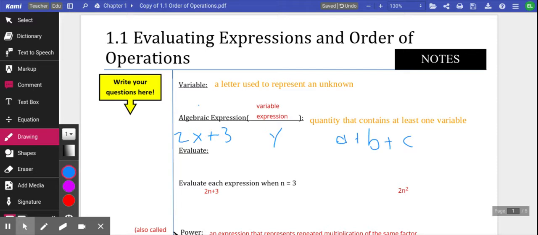Notice an expression does not have an equal sign. If we had an equal sign, it would make it an equation. So expressions themselves do not contain an equal symbol.